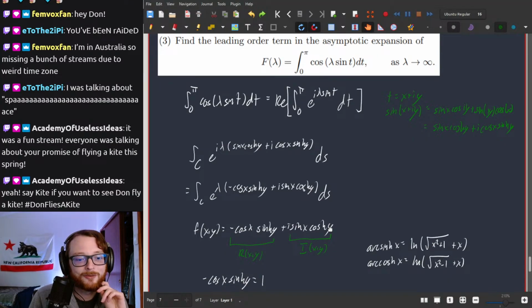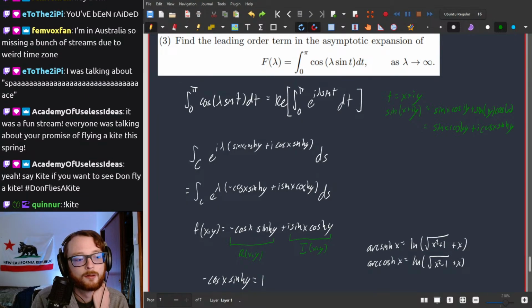So yeah, the first thing I'm trying to do to figure this question out is... So this is a real integral. But we're going to use complex numbers to get an expansion of it.